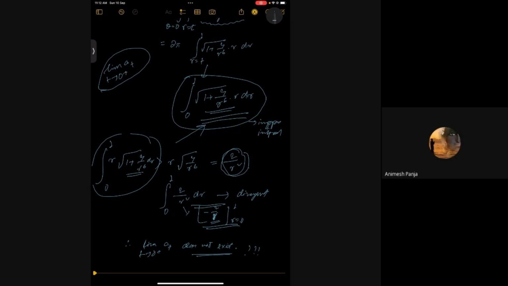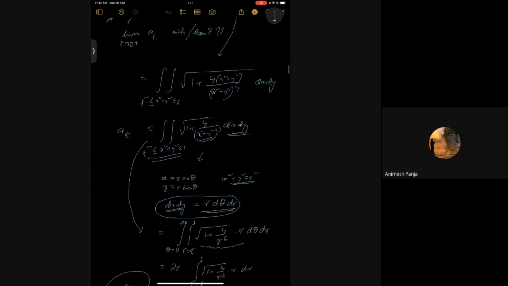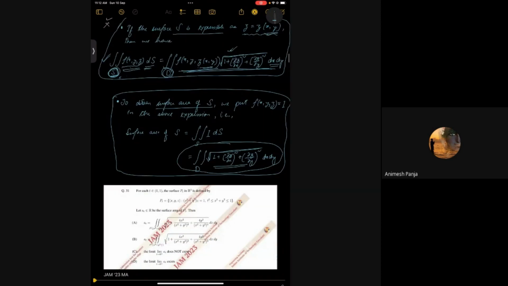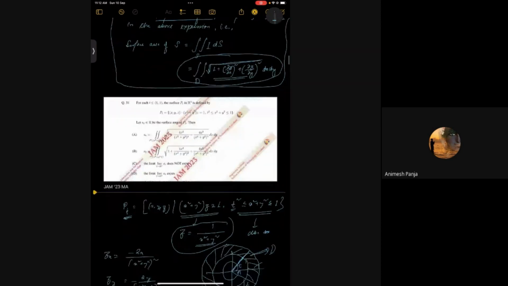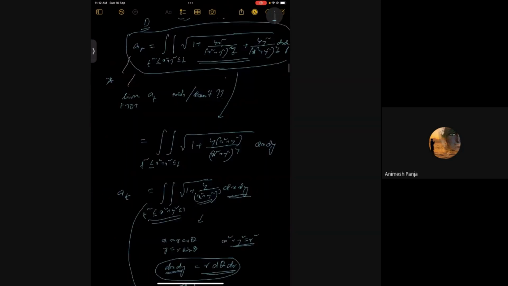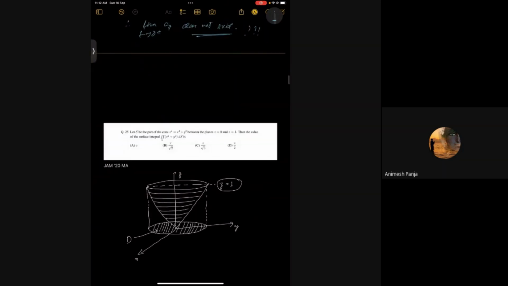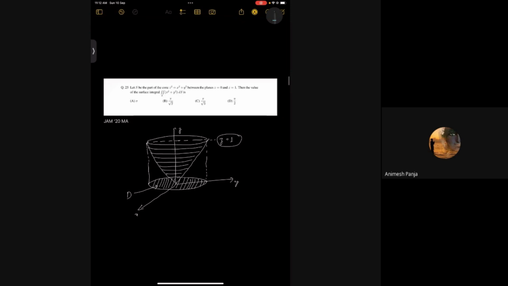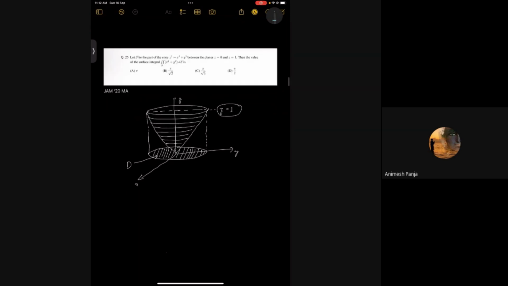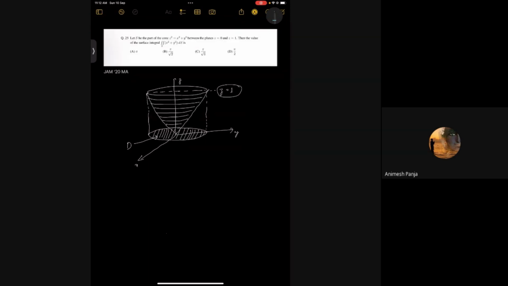Okay, so our correct options are option A and option C. The limit doesn't exist. So we can move to the next problem. I've drawn the diagrams and everything so that we can save a lot of time when we solve such questions.